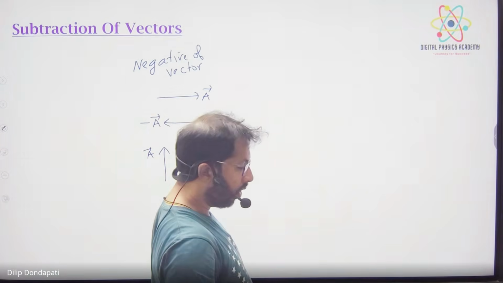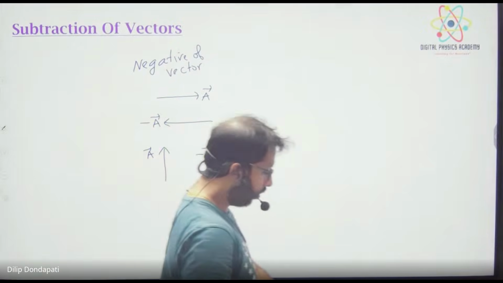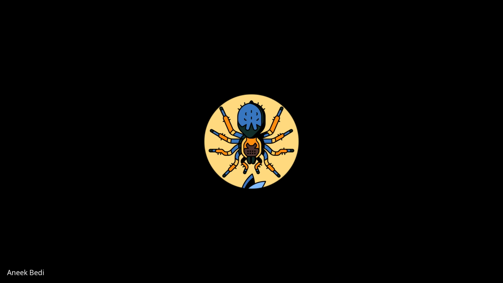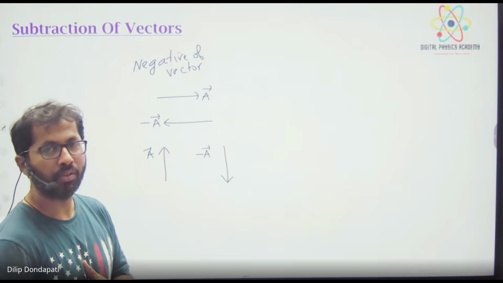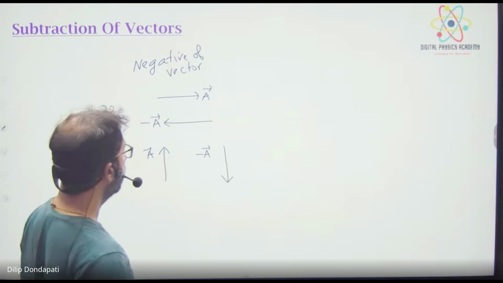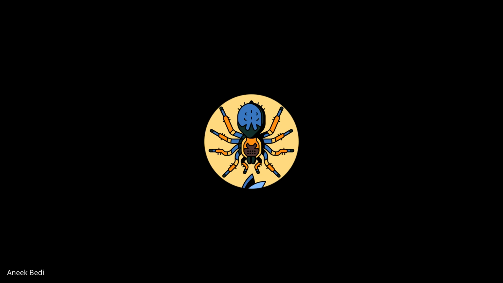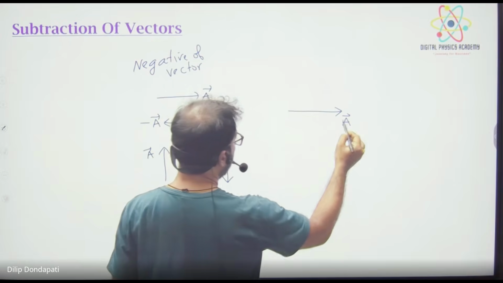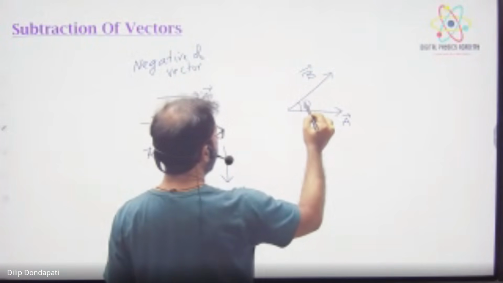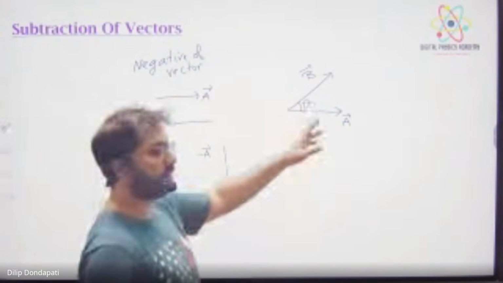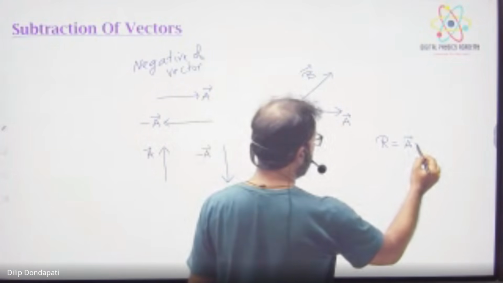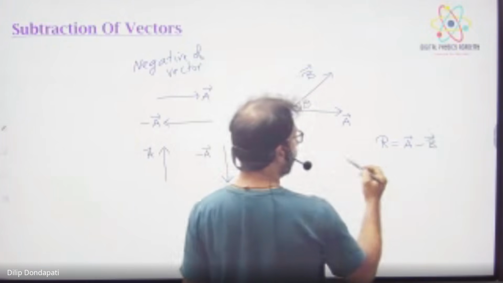Now, how to do the subtraction of vectors, we have to know. What is the formula for subtraction of vectors? To find the resultant, the formula is root of a square plus b square minus 2ab cos theta. Suppose a vector is there, b vector is there, and the angle between them is theta. We have to find the resultant of subtraction, a vector minus b vector. We have to subtract.